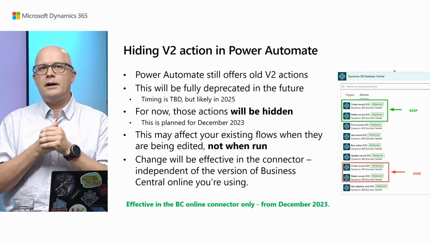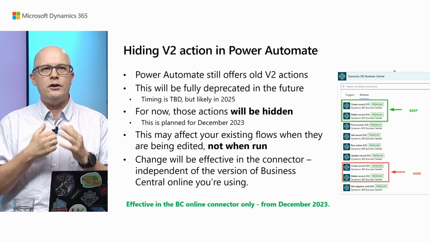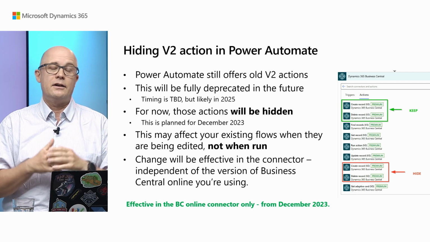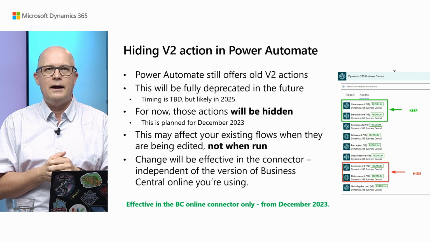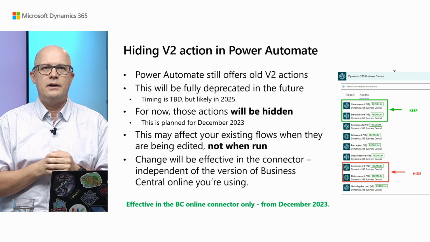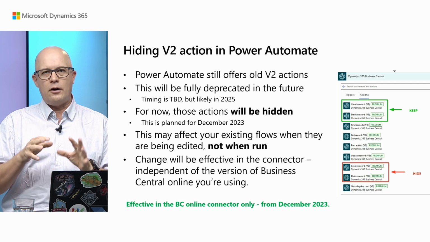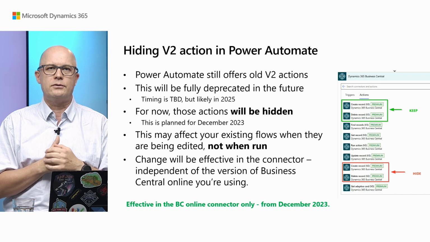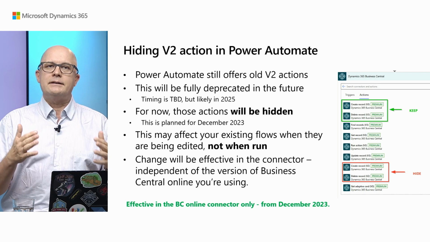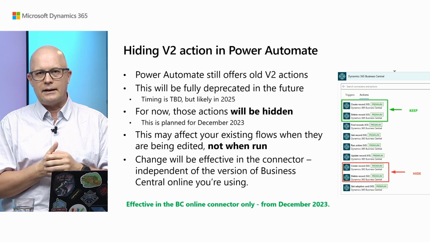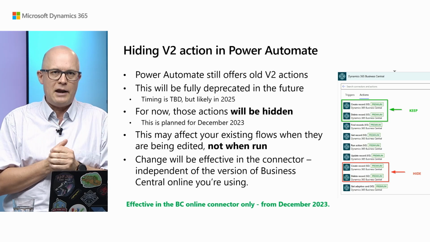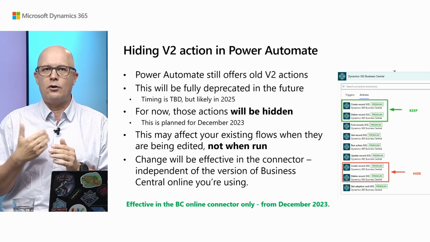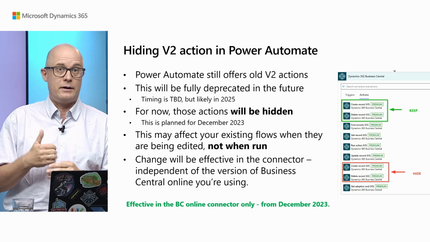The other thing that we would like to mention is V2 actions. You have seen in our connector that there are actions, the current actions called V3, and then, of course, some old actions designated V2. From December this year, all of those V2 actions will be hidden, and you won't be able to see them again. But the flows that are running, that are in production, will continue to work. We are not disturbing you. But if you edit those flows, you will have to update to version 3.